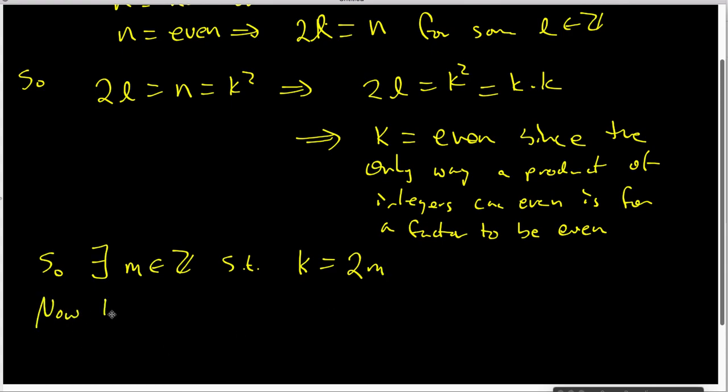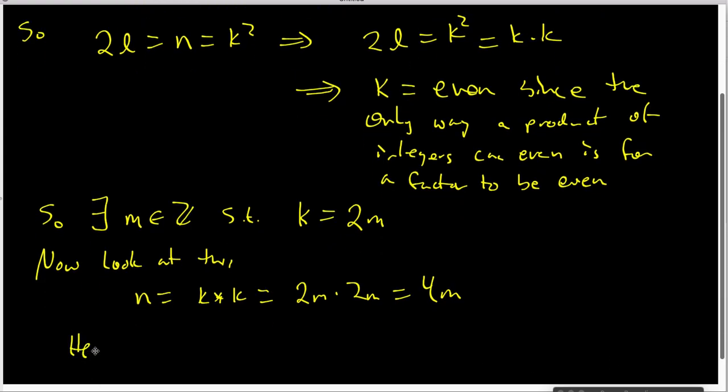Now look at this. N itself is k times k, and k is 2m times 2m. That's 4m squared, and hence we do indeed have 4 divides n as needed, and that is the end of the proof. This kind of proof is done every time there is an or in the conclusion.